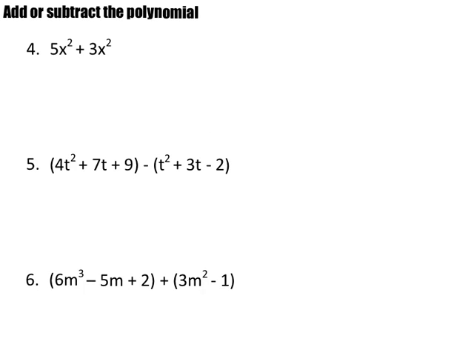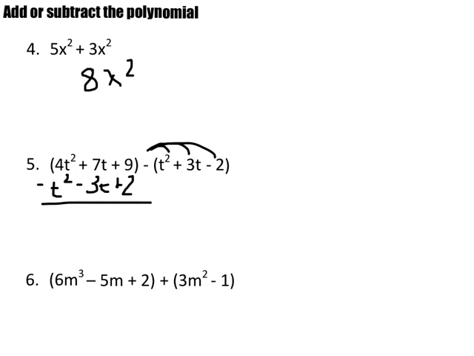Add or subtract the polynomials. Here we're just combining like terms. 5x squared plus 3x squared is just 8x squared. Number 5, remember we want to distribute this negative out, and when we line up our like terms, minus t squared will go under the 4, minus 3t will go under the 7t, and a positive 2, because negative makes a positive, goes underneath a 9, and we just go straight down. 4t squared minus t squared is 3t squared. 7t minus 3t is 4t. And 9 plus 2 is 11.